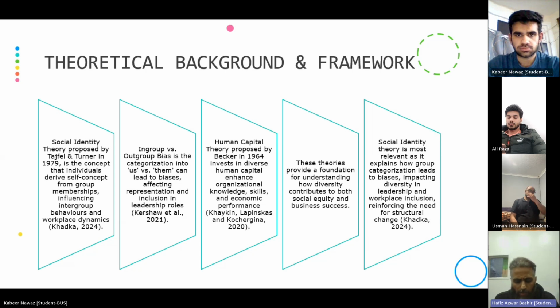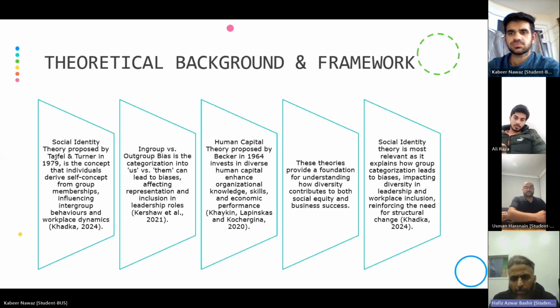Together, these theories form the foundation of the study. They help us understand the social and psychological roots of exclusion while highlighting how inclusive practices benefit business outcomes. In particular, social identity theory is crucial for recognizing the need to address structural bias and promote equity in leadership and organizational culture. Next slide, please.